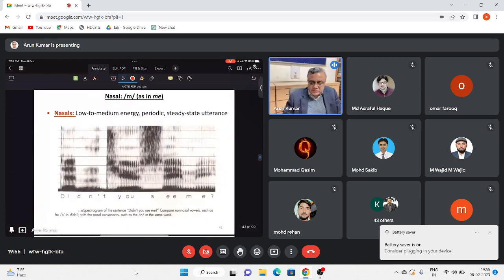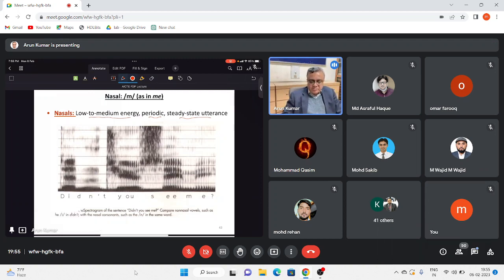So here are examples of the spectrogram of nasal sounds which have low to medium energy. They are periodic and they are steady-state utterances in the sense that you can utter a nasal sound as long as you have the breath. The spectrogram here shows several nasal sounds like the n sound over here, the m sound over here, and they are essentially similar to vowel sounds like e over here, except that they have lower energy, and therefore you can see that the dark patches are somewhat lighter compared to the vowel regions.